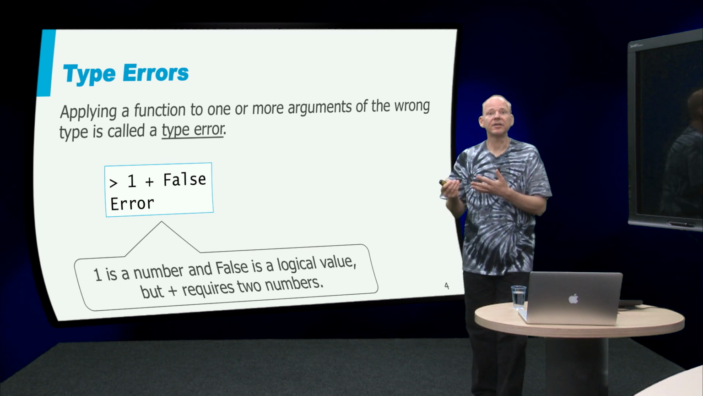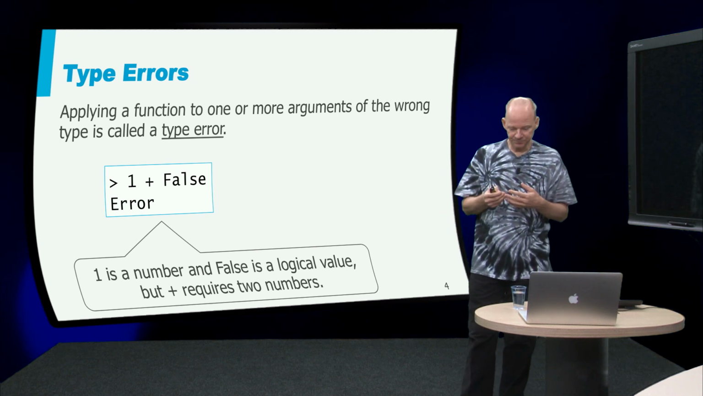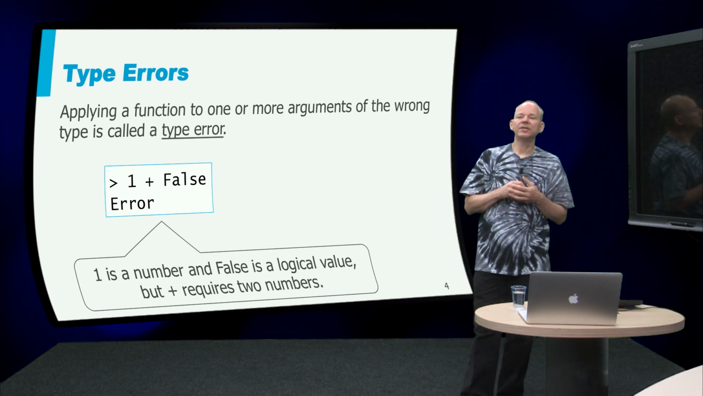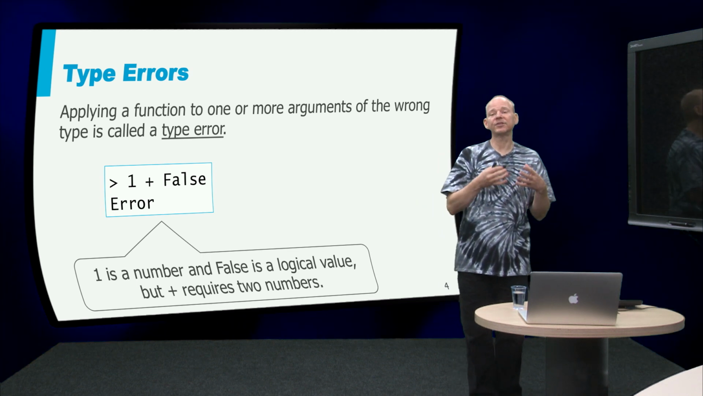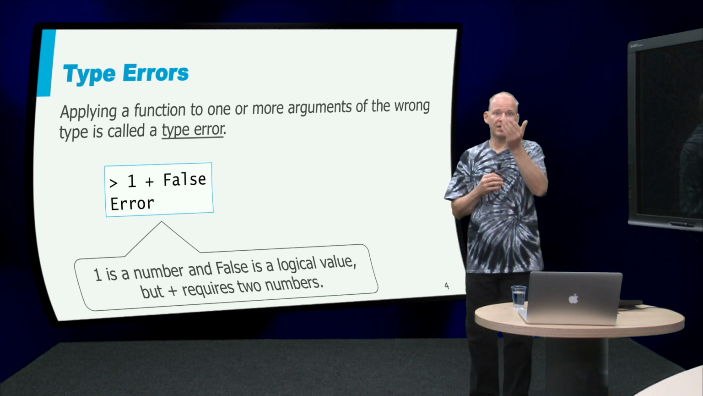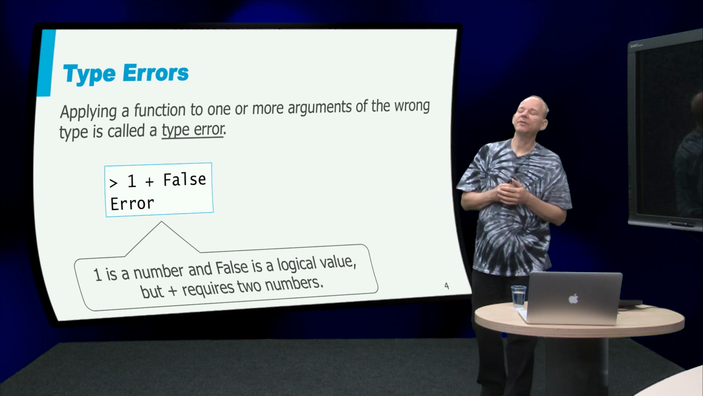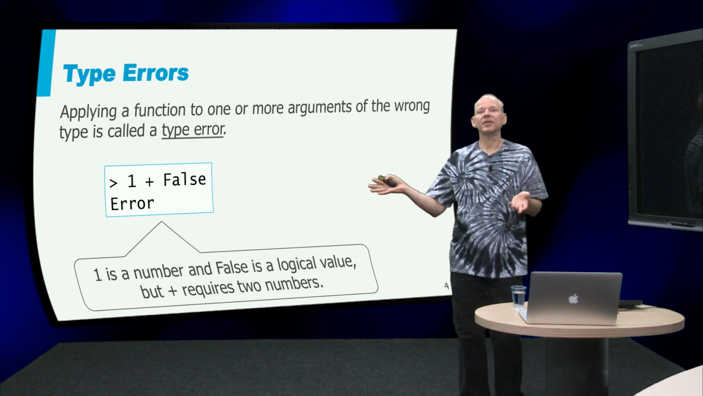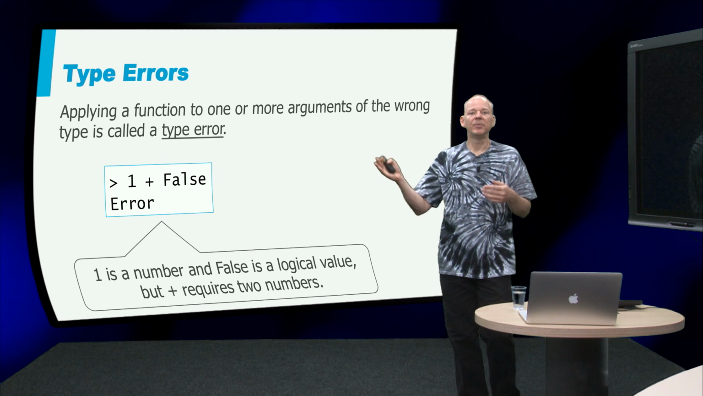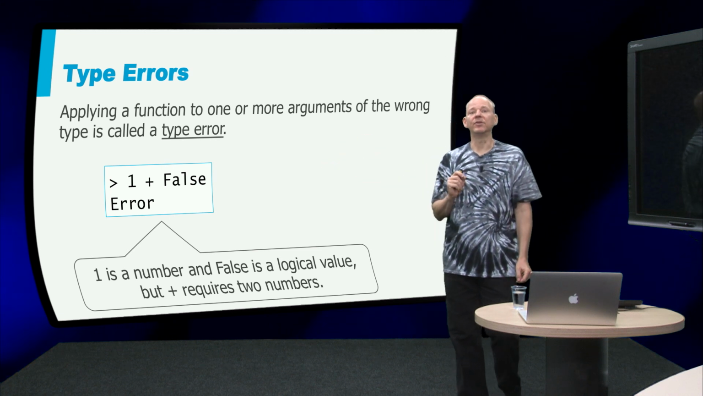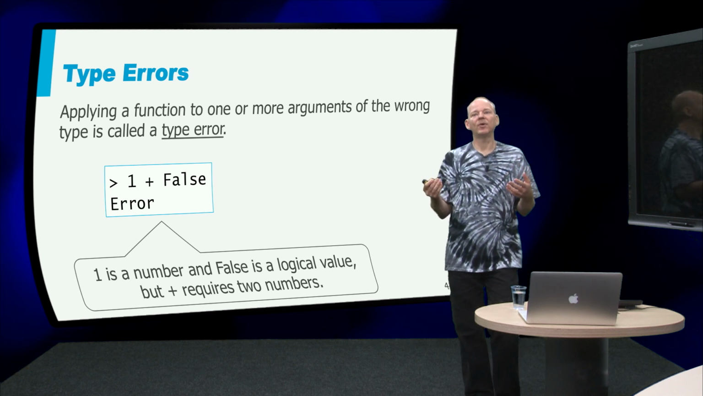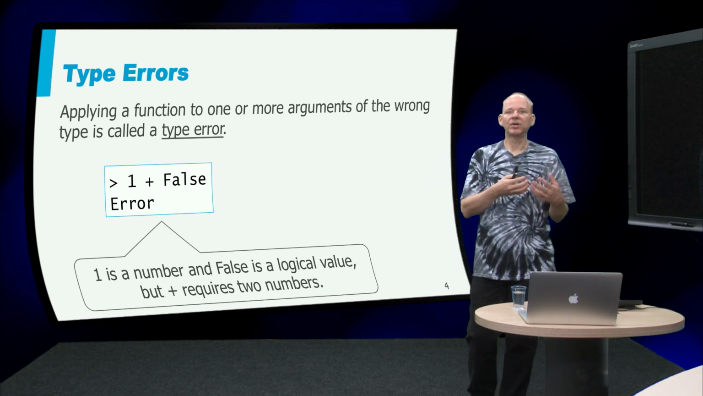Now, a type error is something where we're using a function with a type that the function does not expect. Let's look at the example here. If we want to add 1 to False, obviously that's not going to work, because on the left we have a number, and on the right we have a Boolean.